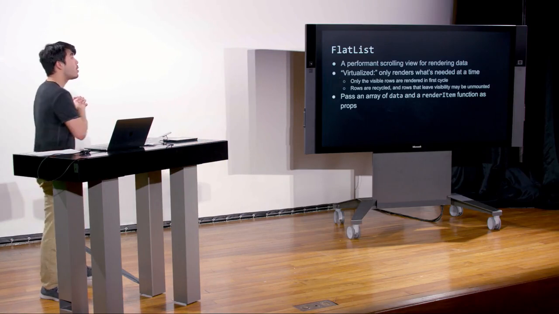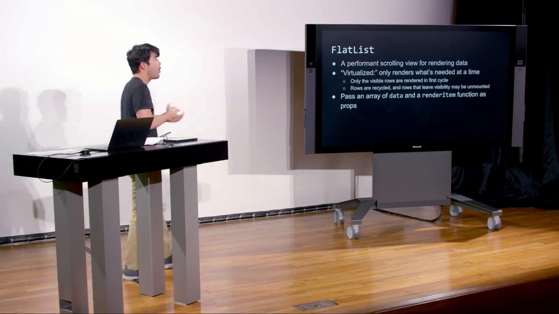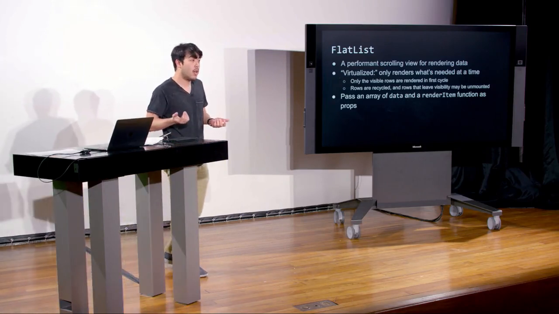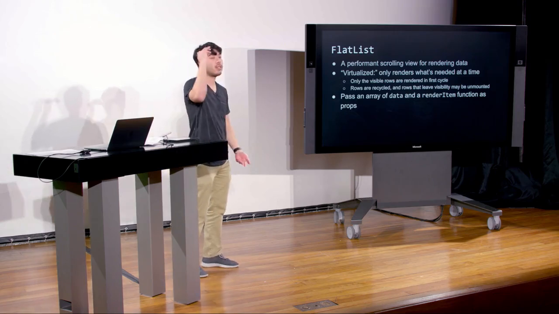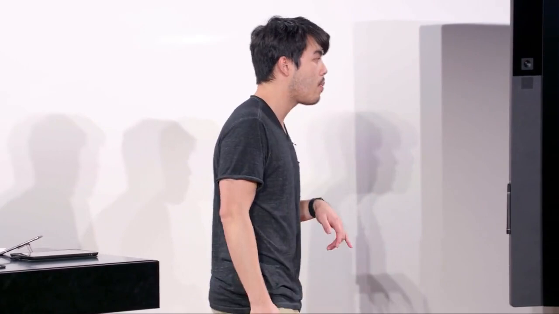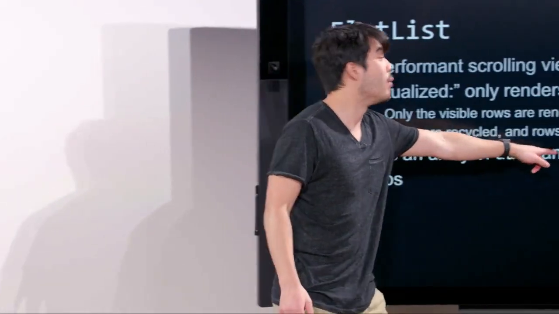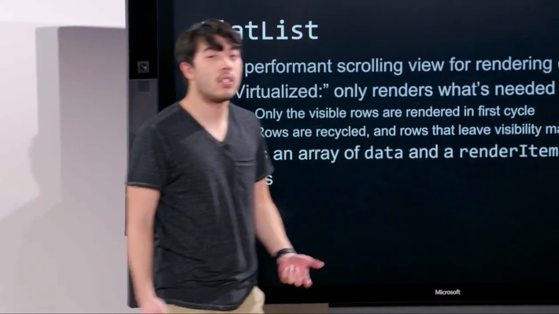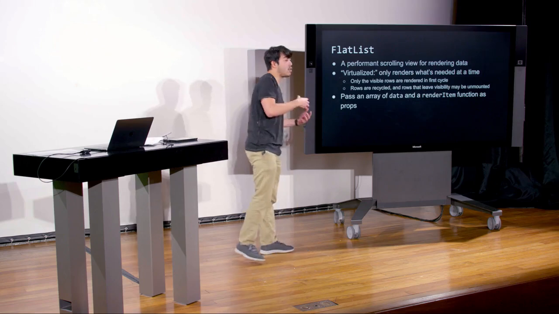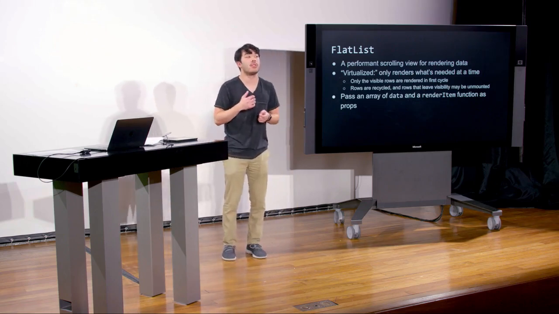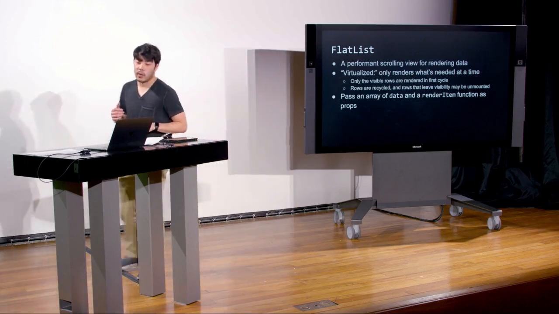So how do we use this? We have to pass a couple things. We have to pass the data. As you can imagine, if we have some sort of list that's rendering data, it needs to have the data, and we also need to tell it how to render each of these data points. So we pass an array of that data and a render item function. This render item function is just a function that takes an item and returns an element, similar to the row component that we declared earlier.